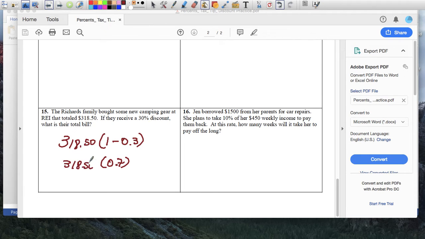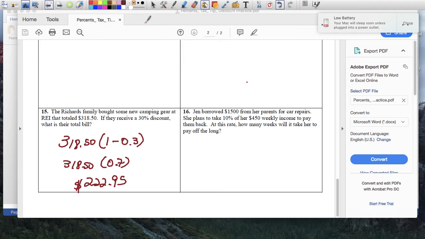So 318.50 times 0.7 equals $222.95. That's how much 70% of that value is. And hopefully I can finish this without my battery dying.